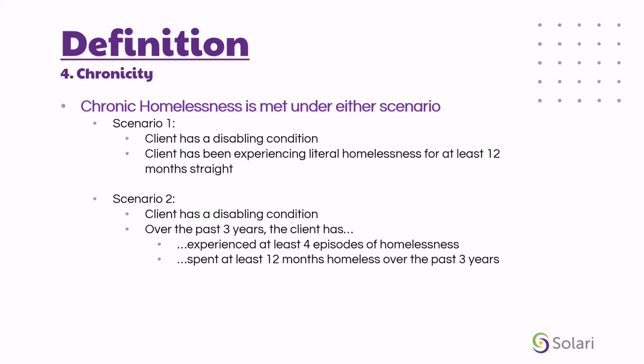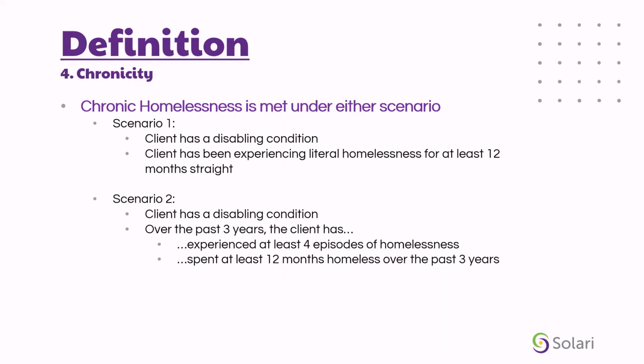The second scenario, again, the client would have a disabling condition. In the second scenario, the client may not have experienced literal homelessness for 12 months straight. So instead, they can qualify if over the past 3 years, the client has both experienced at least 4 episodes of homelessness and spent at least 12 months homeless over the past 3 years.